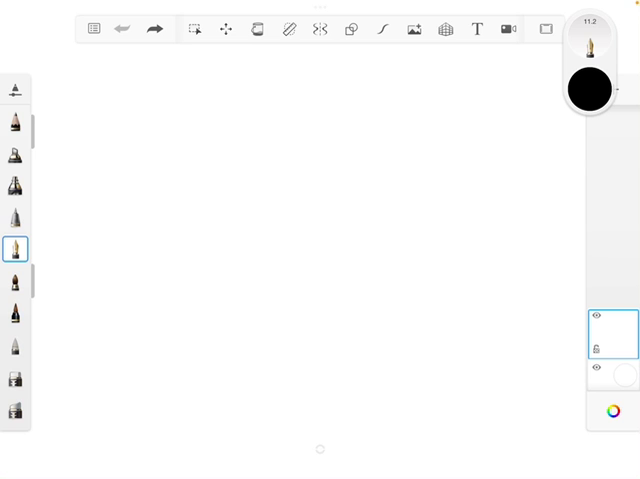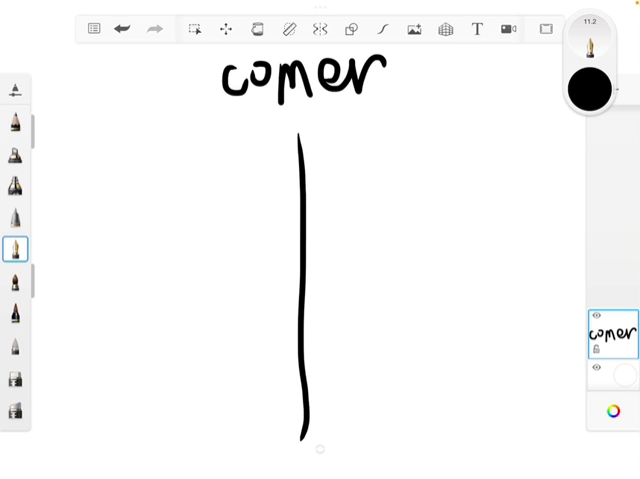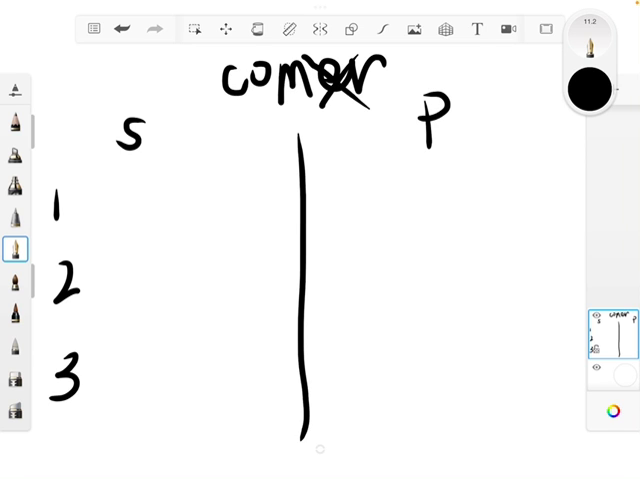So here we have the verbs comer and escribir. We start with comer. Actually, let me just draw this out real fast. You'll notice here we have singular, plural, first, second, and third person. We're going to knock off that ER, and we'll end up with this.